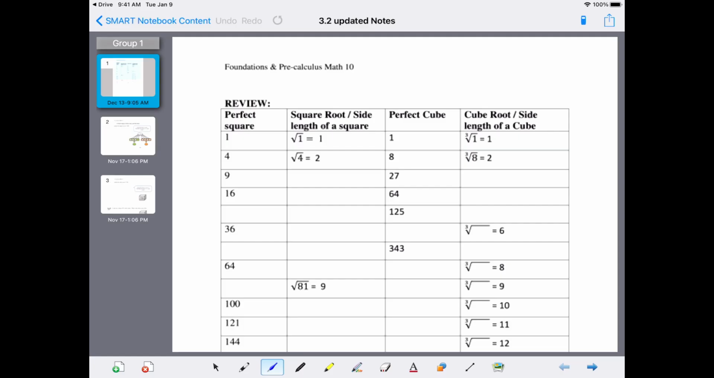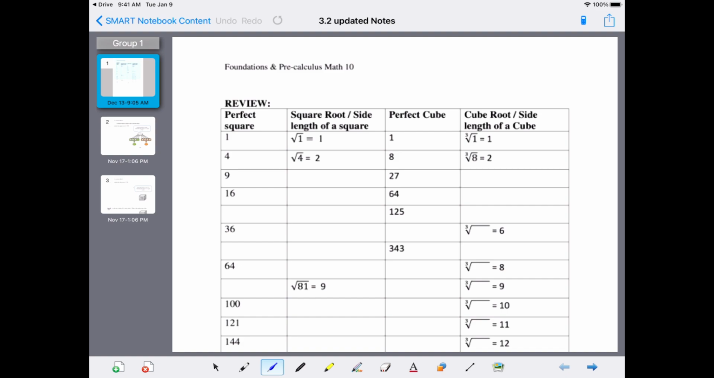Alright, so welcome. In this video, we're just going to review what perfect squares and perfect cubes represent, and also how to find the square roots and cube roots of those numbers. So what is a perfect square?